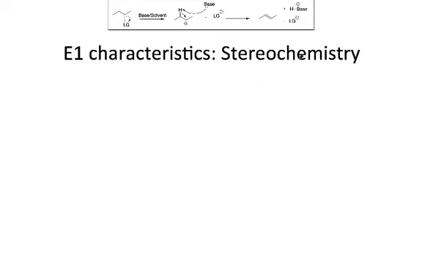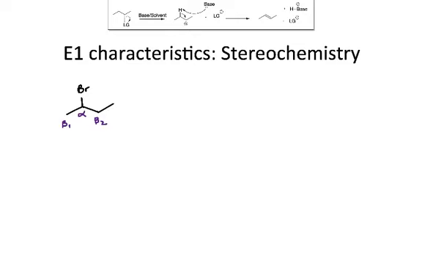The next characteristic to think about for an E1 reaction is the stereochemistry, where stereochemistry means the arrangement of atoms in space. Again, in this reaction, the most stable product is the major one. For example, if I take this alkyl bromide, the alpha carbon is the one next to the bromide leaving group, and there are 2 types of beta carbons.